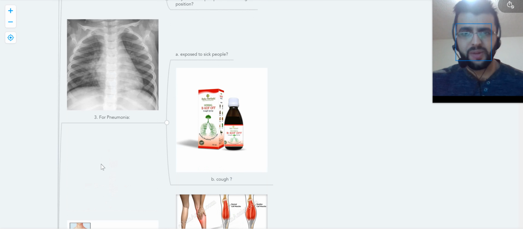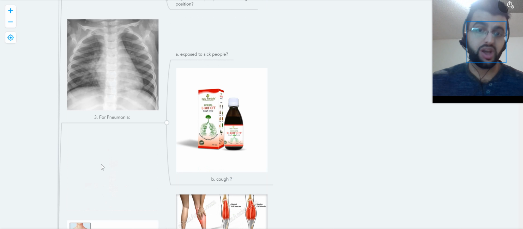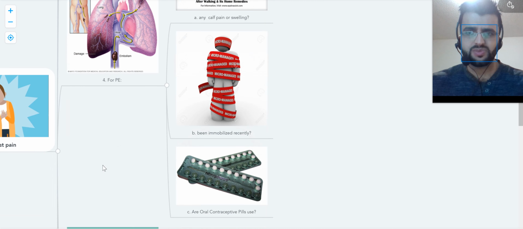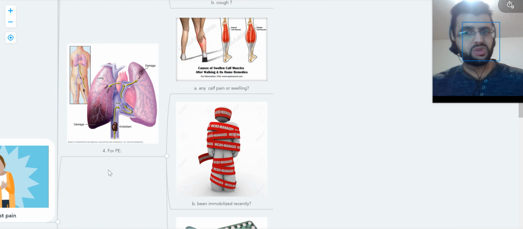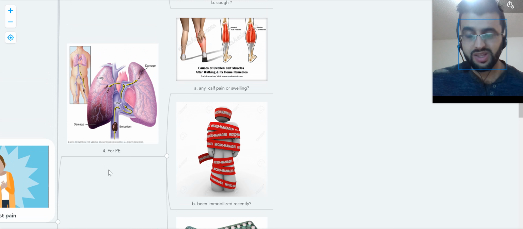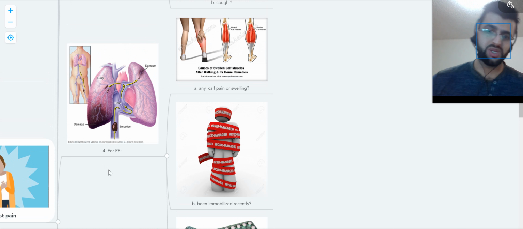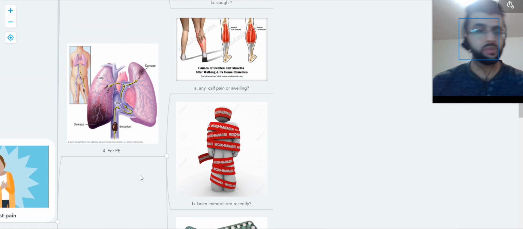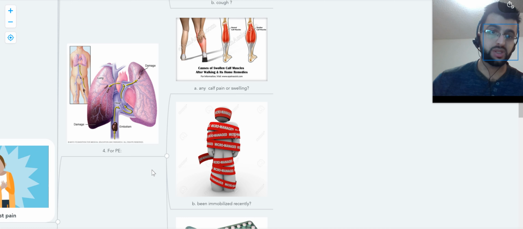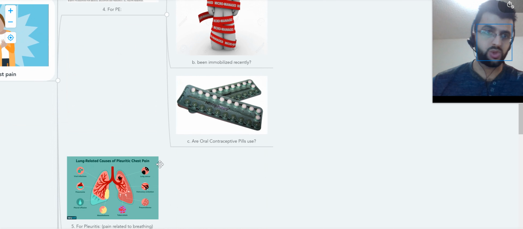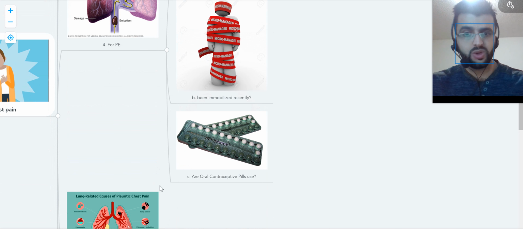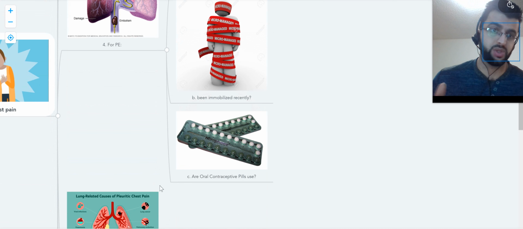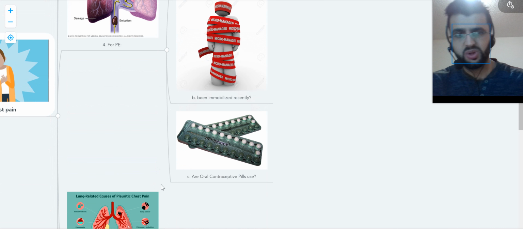For pneumonia, have you been exposed to sick people? It's important. Any coughing? Coughing is important too. For pulmonary embolism, we need to ask 3 important questions. Number one, any cough pain? That's an important one. Second, have you been immobilized recently? Any history of lack of activity, for example, when you have a fracture or something that prevents you from moving, that's when you see the pulmonary embolism. And the third one, are you taking any oral contraceptive pills? Because this increases the risk for pulmonary embolism.